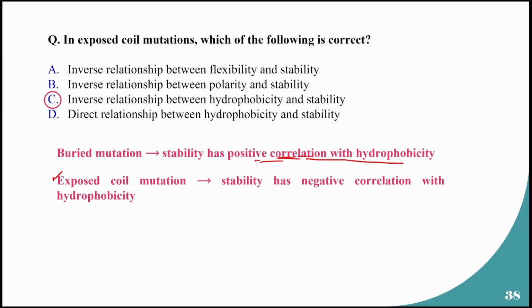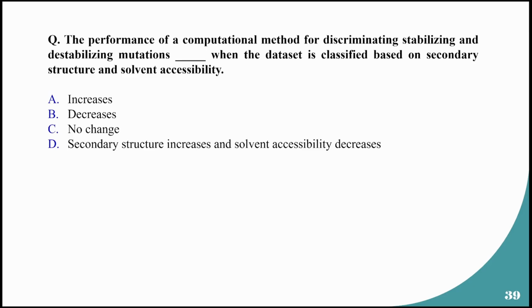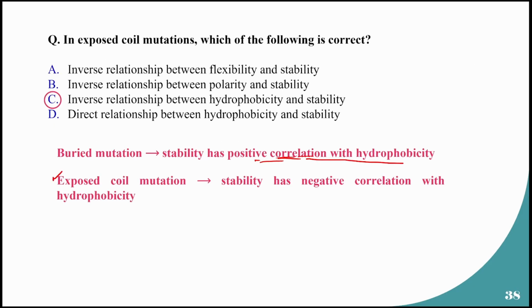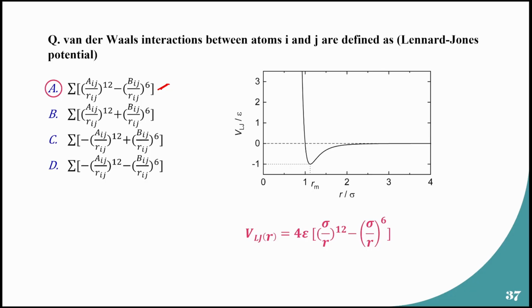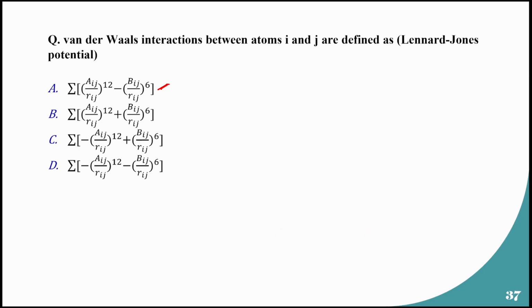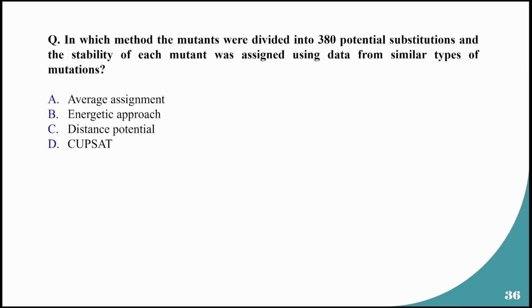So in that logic, the previous question means this one, exposed coil mutation, or this one. So this is just the formula for Lennard-Jones potential. Okay. So it is calculated using this term. There is an attractive term, there is a repulsive term. And based on those, you can find out the Lennard-Jones potential calculation. If we're talking about this one, this is the average assignment bin method. So we also looked at it earlier.